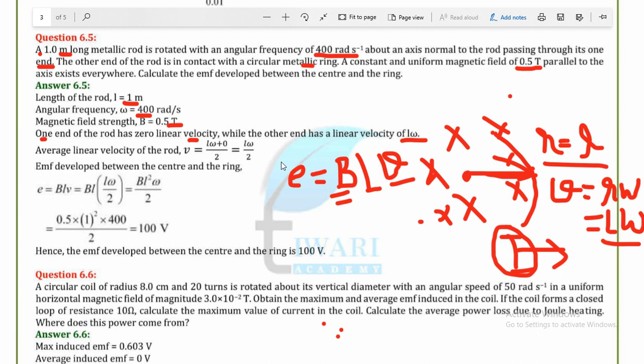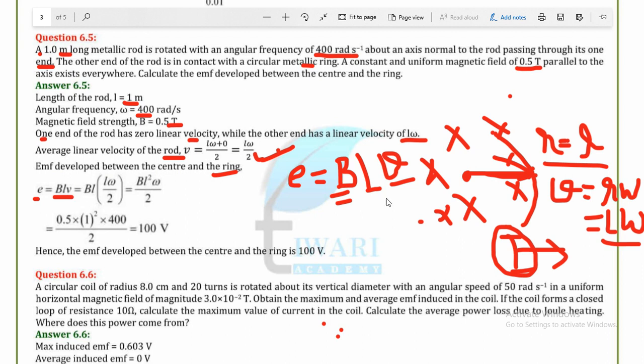Okay. So now the average linear velocity of the rod will be L omega, that is velocity of this point, plus 0, that is velocity of this point, because it is in rest, upon 2. So finally you will get L omega by 2. This is the linear velocity of the rod. Okay. Now EMF developed between the center and the ring is given by, so you can see the EMF developed between the center and the ring is equal to B L V.